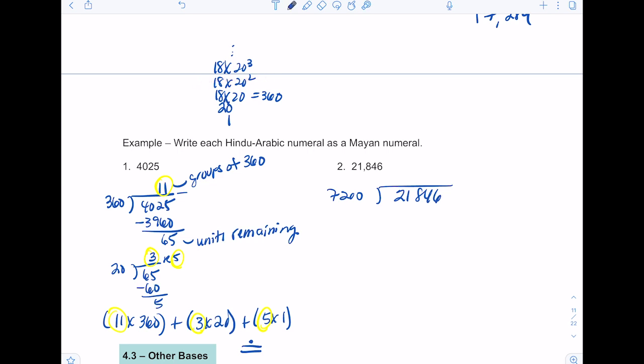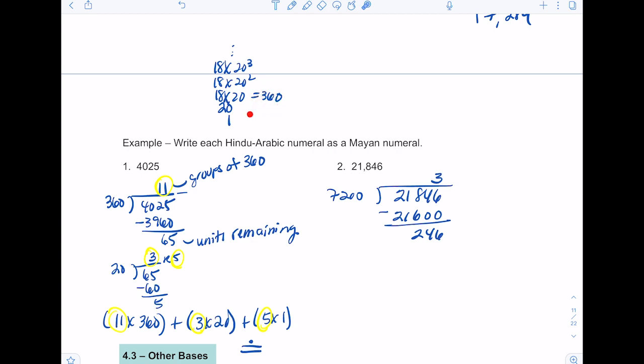And when you divide 7,200 into 21,846, we saw it went in 3 times. 3 times 7,200 gives me 21,600. And when you subtract, you get a remainder of 246. So that means you've got 3 groups of 18 times 20 squared with 246 units remaining. So now I'm going to look at my other numbers. Since I divided by 7,200, right, I want to look at these numbers. Can 360 and 20 go into 246? So 360 is too high, right?